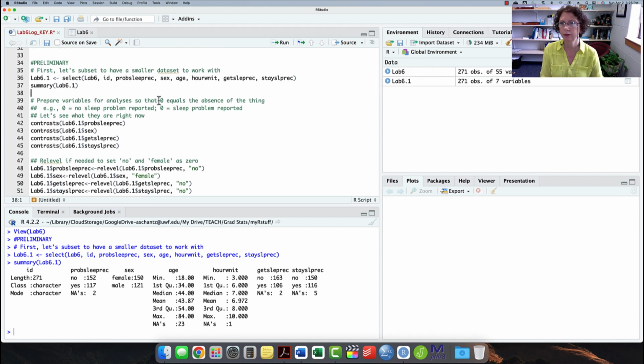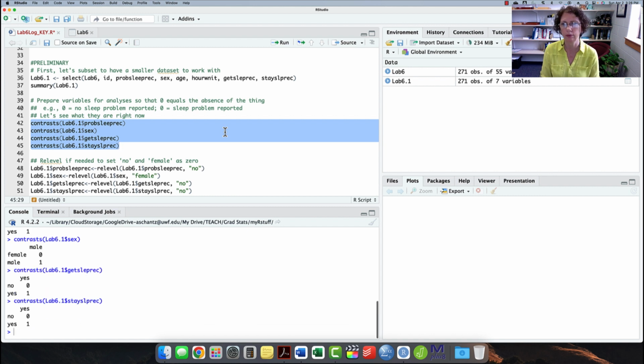Let's prepare the variables for analysis so that let's just make sure that 0 equals the absence of the thing and 1 equals the presence of it. And I'm going to look and see what we have right now, running the contrast that we would do with a categorical variable.